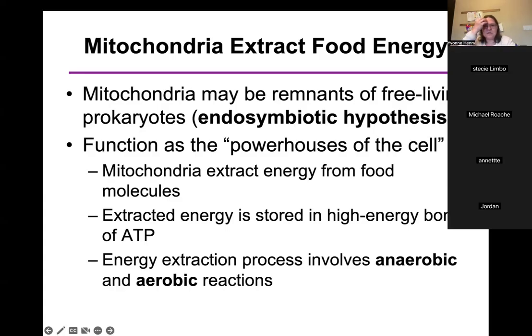So the endosymbiotic hypothesis states that the mitochondria used to be their very own living organism because they make all their own energy. They have their own DNA, separate from what's in the nucleus, and they can extract energy either aerobically or anaerobically. It doesn't matter if there's oxygen present or no oxygen present, they can still kind of work. So that was a really cool thing about the mitochondria.